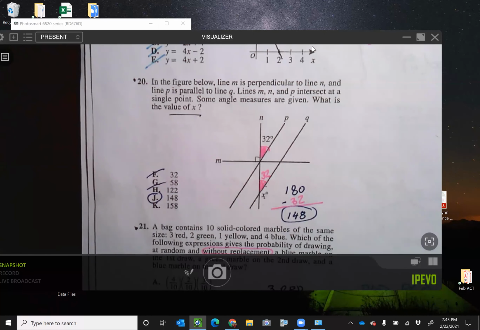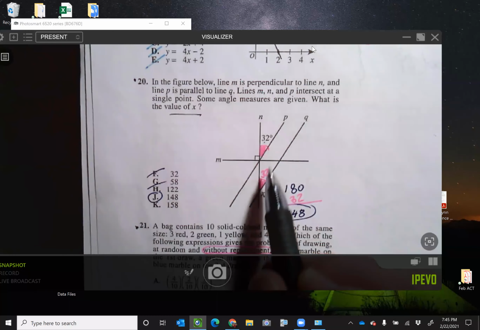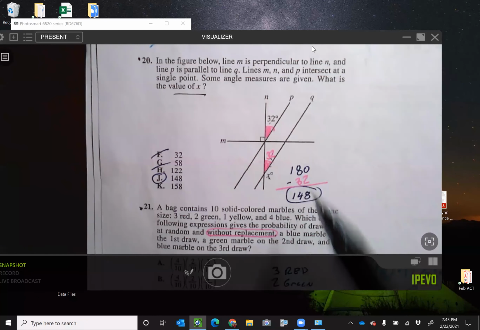I'm gonna get you guys doing 2 problems now. So if that's 32, so is this one. These two should add up to be 180.